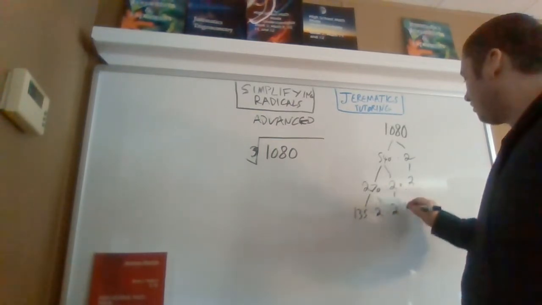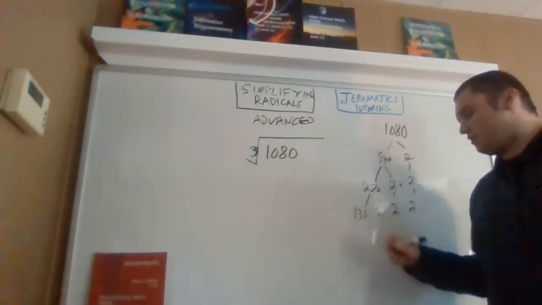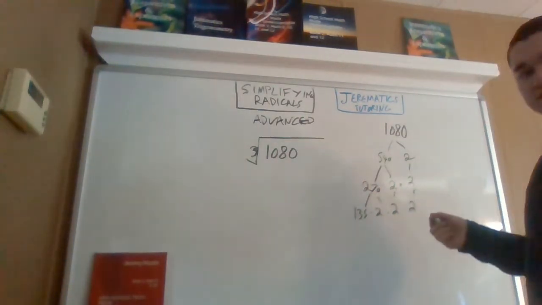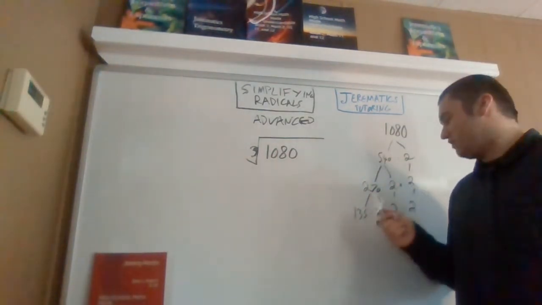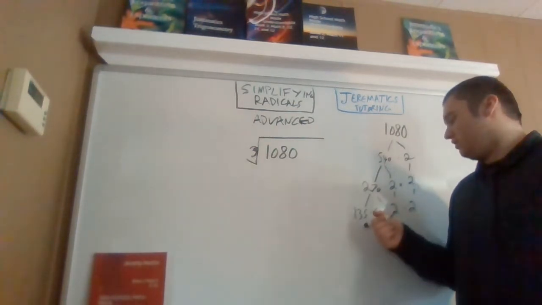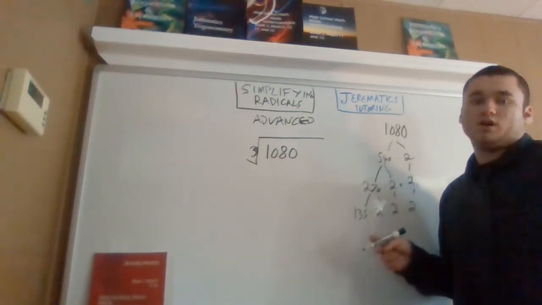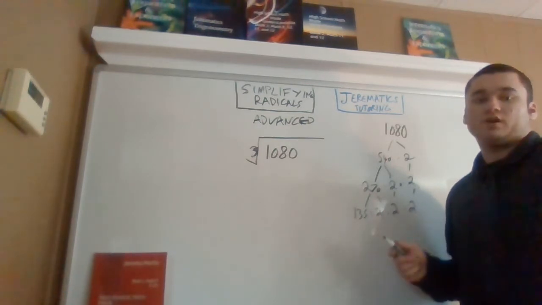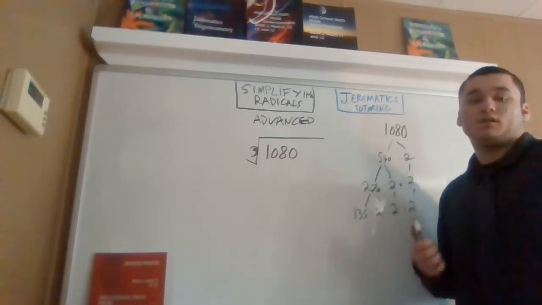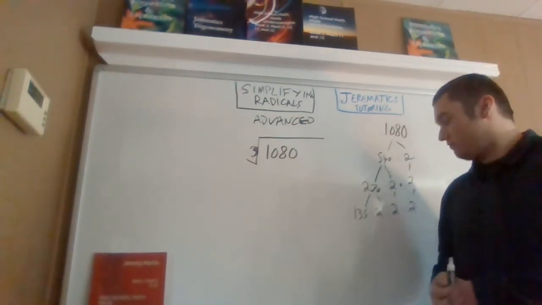Times 2. Times 2. Bring down these little branches. 135. Can we divide that by 2? No, we could, but that would give us 67.5, and we're not looking for decimal numbers over here. We're looking for numbers that are integers and are not decimals.